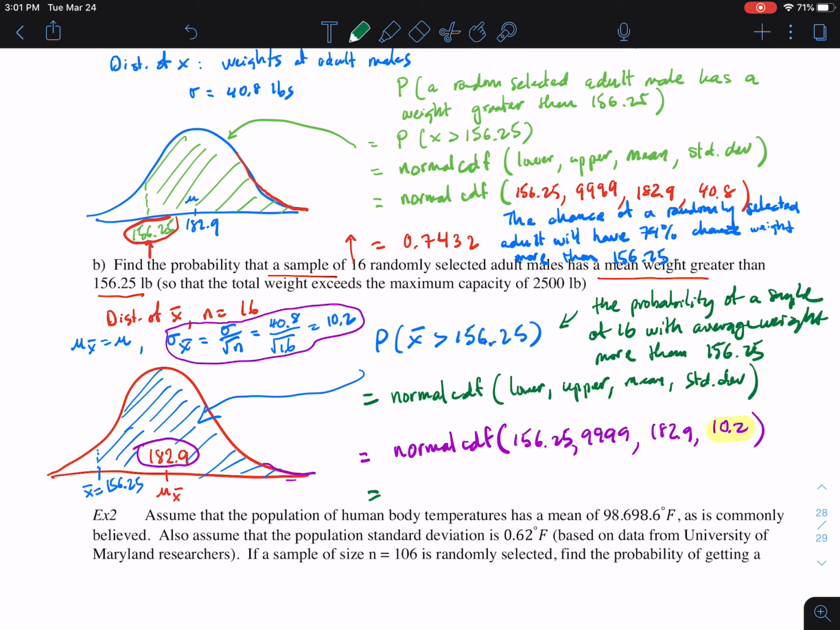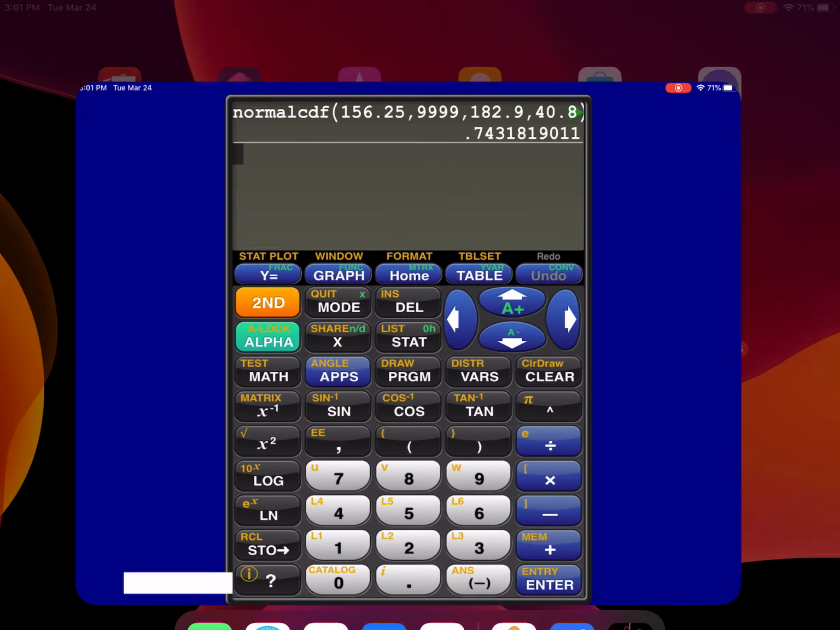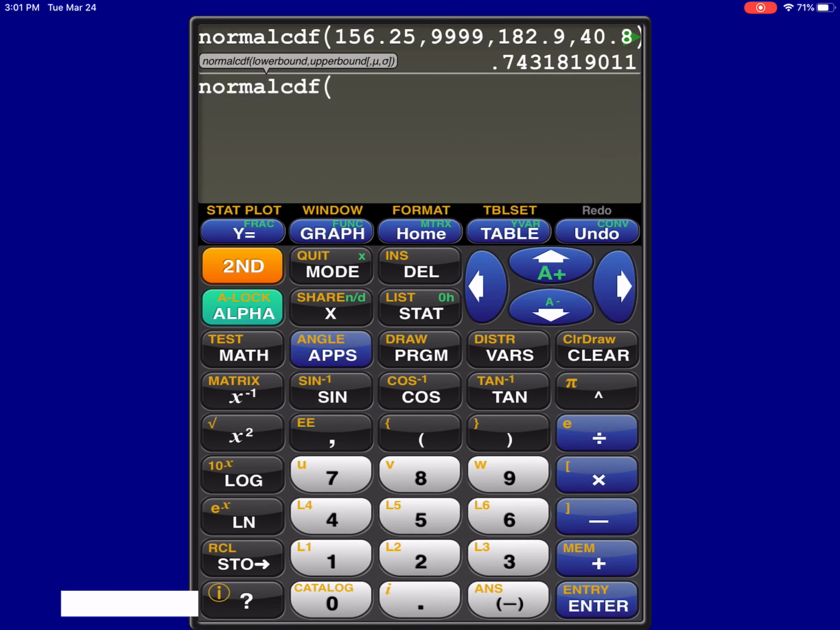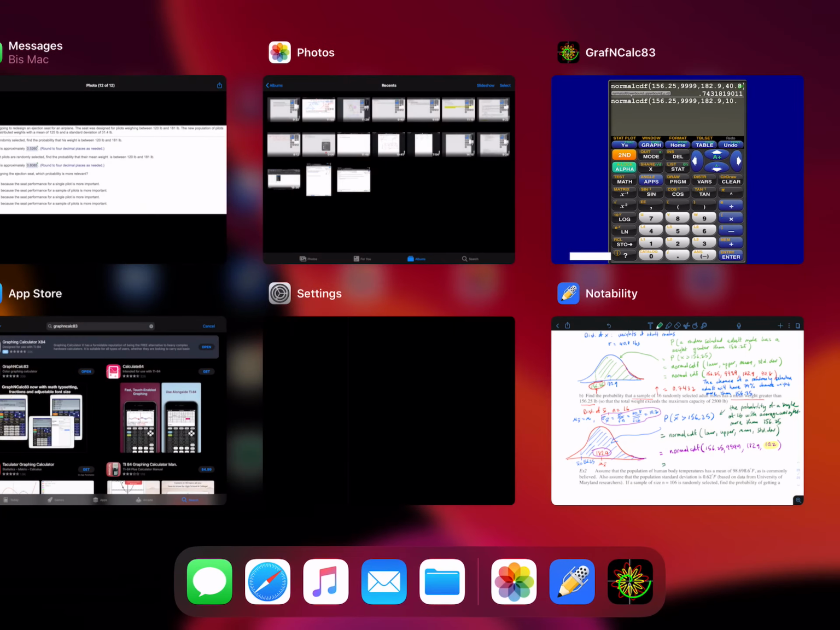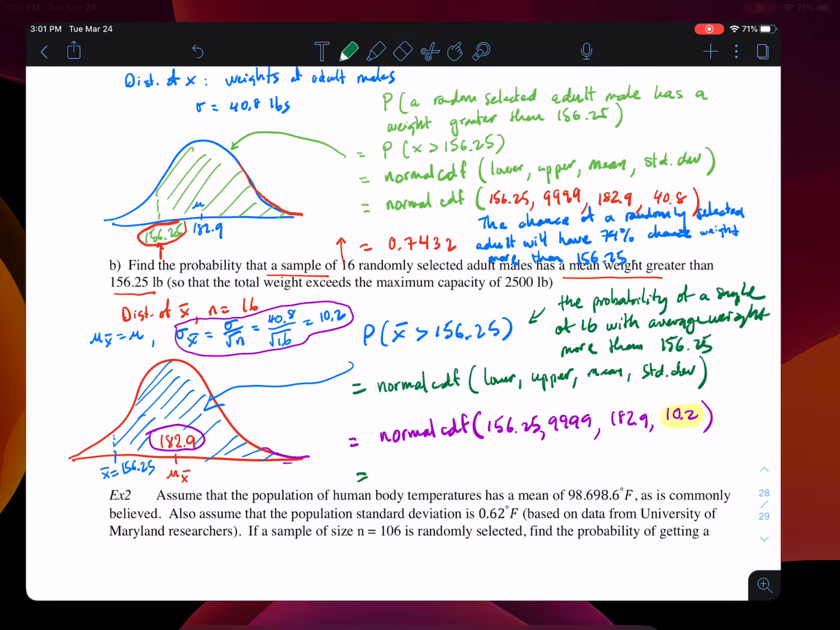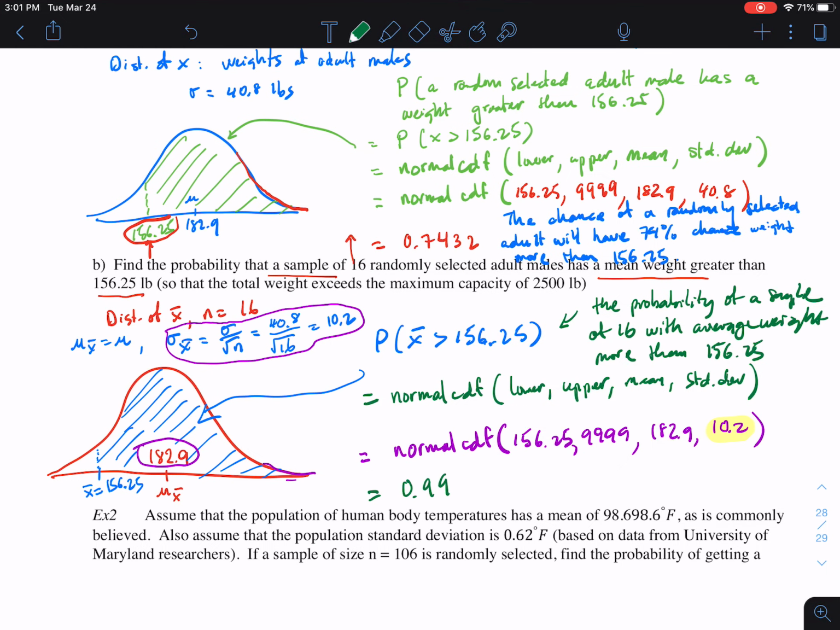So let's go ahead and type that in our calculator and see what we get as the answer here. Second, distribution, normalcdf: 156.25, comma, 9999, comma, 182.9, comma, 10.2, and that will give us 0.9955. Let's take a minute to discuss what this answer means.